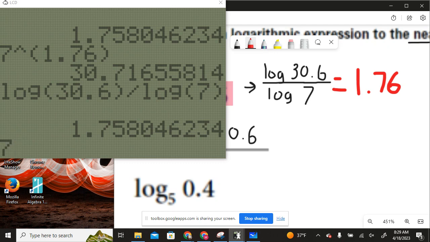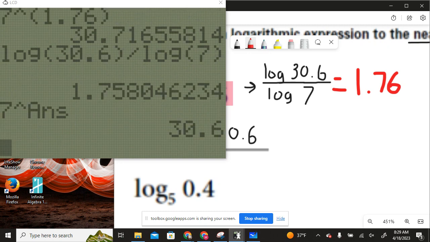Let's take 7 raised to, since this is a long decimal here, I'm just going to write the answer. To get that, you just hit second and the minus sign. So 7 to the answer is, in fact, 30.6. So that would give us our exact decimal.